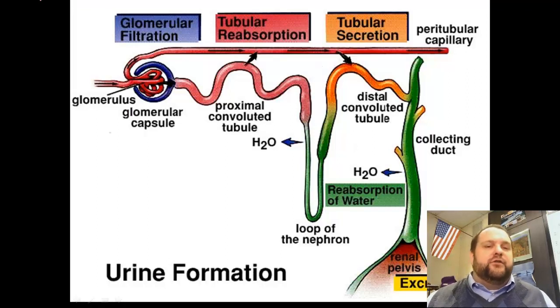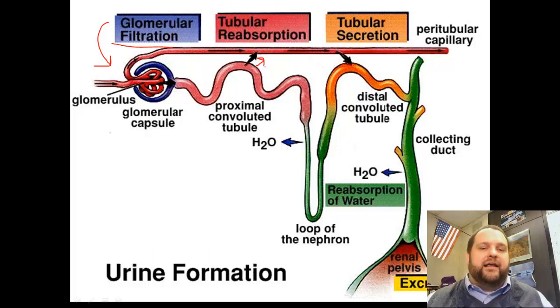Just kind of an overview of everything, a little simpler picture. We have pressure filtration as step one, and that takes place right here in the glomerulus. After that, we have tubular reabsorption, where we are actually going to reabsorb some substances back into the blood that we want to keep, and that happens in this proximal convoluted tubule. Then we have tubular secretion as step three, and that takes place in the distal convoluted tubule.